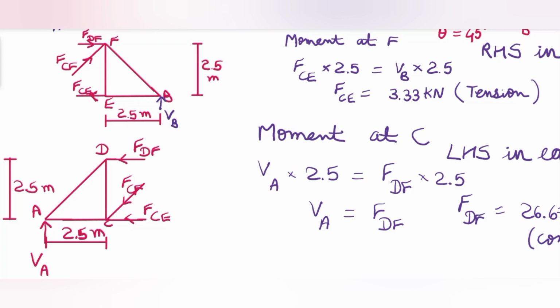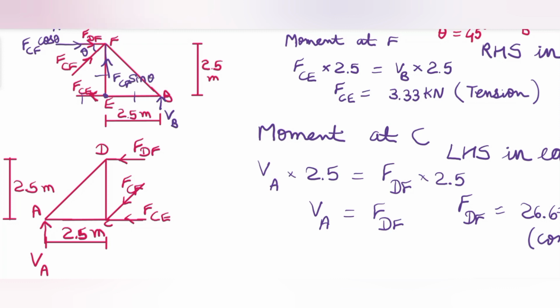Now we'll again consider the right hand side in equilibrium, but this time we'll take moment at E. Now for E, FCE won't produce any moment. Here this angle is theta, and theta is given as 45 degree. FCF we will have to resolve in two components. So it will be FCF cos 45, and this will be FCF sin 45.